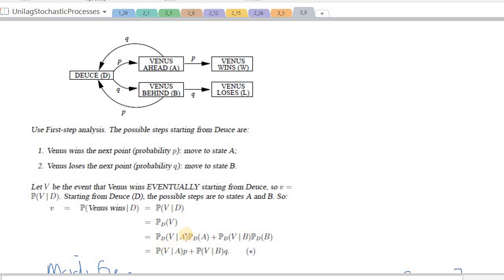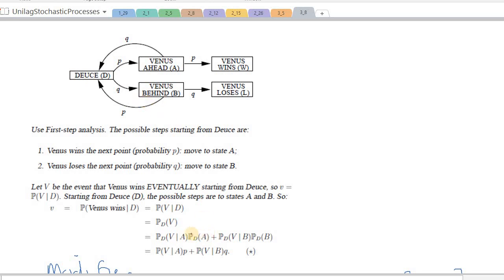And this is saying that the probability that Venus wins is the probability that Venus moves ahead, and then Venus wins starting from the state that Venus is ahead. In this case, you're looking at the probability that Venus goes behind times the probability that Venus wins given that Venus is behind. All right, so again, 2 possibilities from deuce, and you have a different probability depending on which of those 2 possibilities takes place, and you have a different probability of moving to those 2 different possibilities.